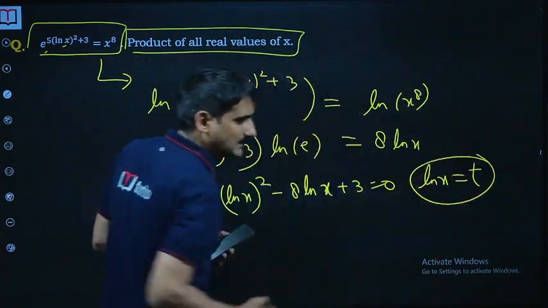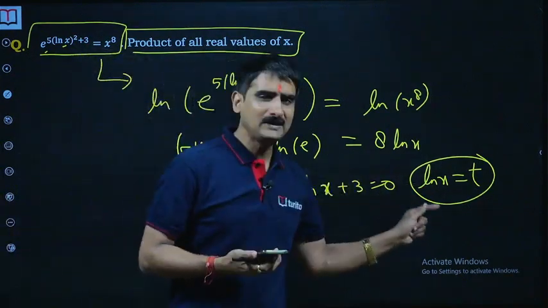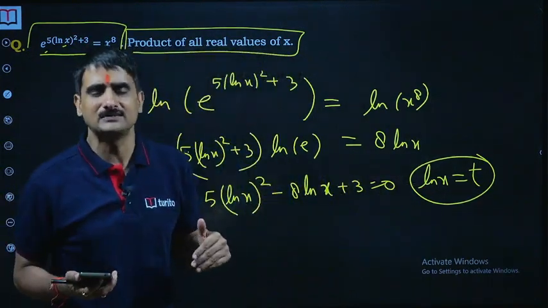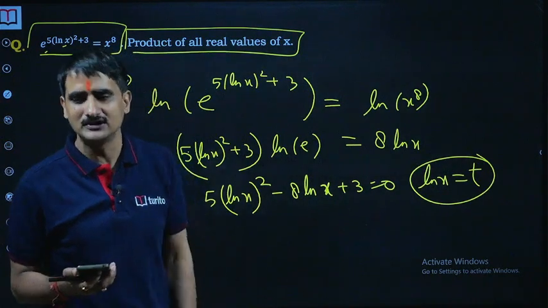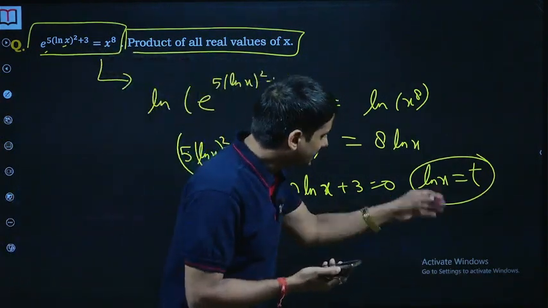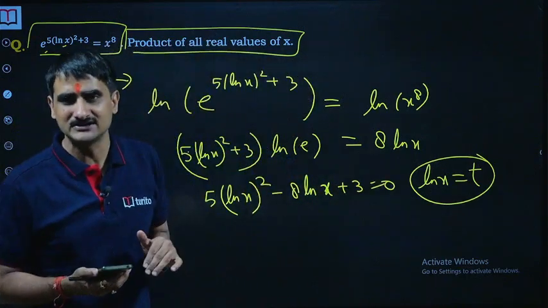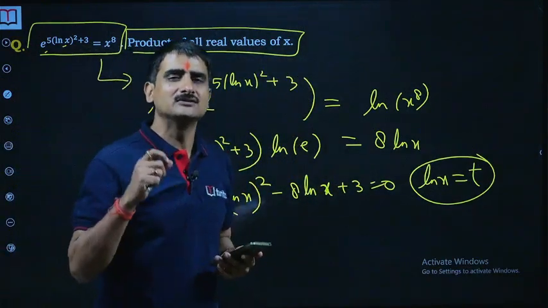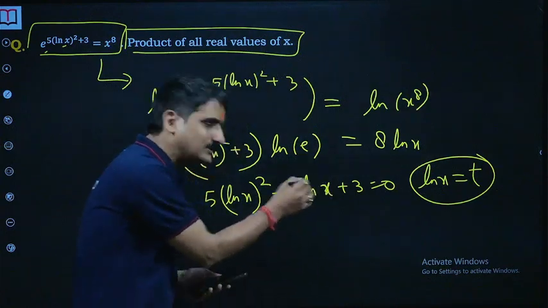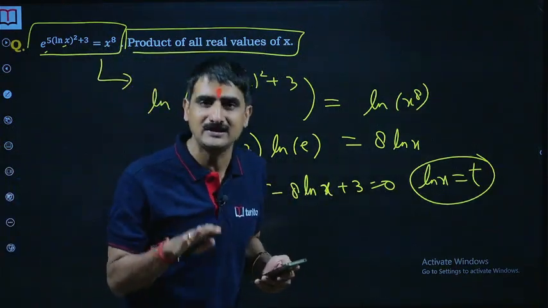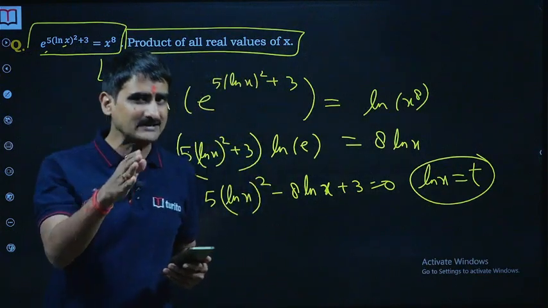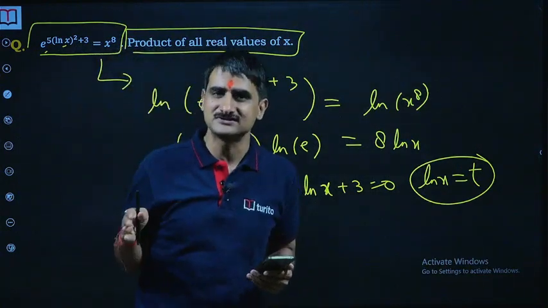If I replace ln x by t, the range of ln x is the entire real number line, minus infinity to infinity. So it covers the entire number line. If you have a real root in terms of t, you have a root for ln x also. There's a domain restriction, but there's no range restriction here.